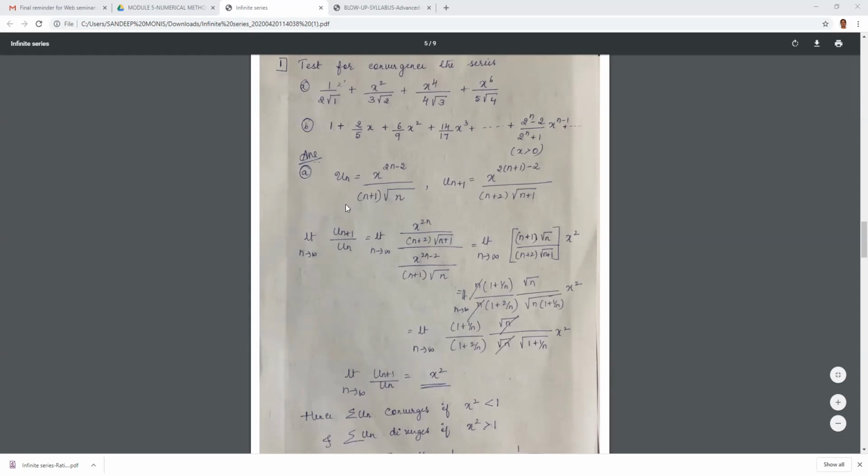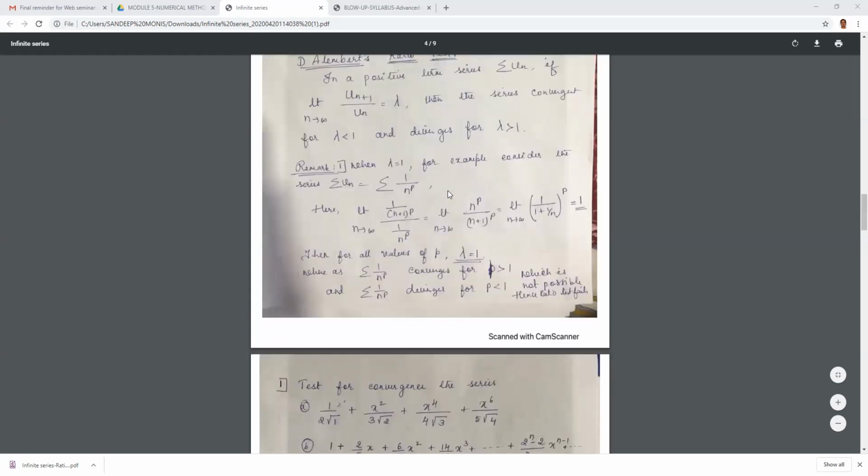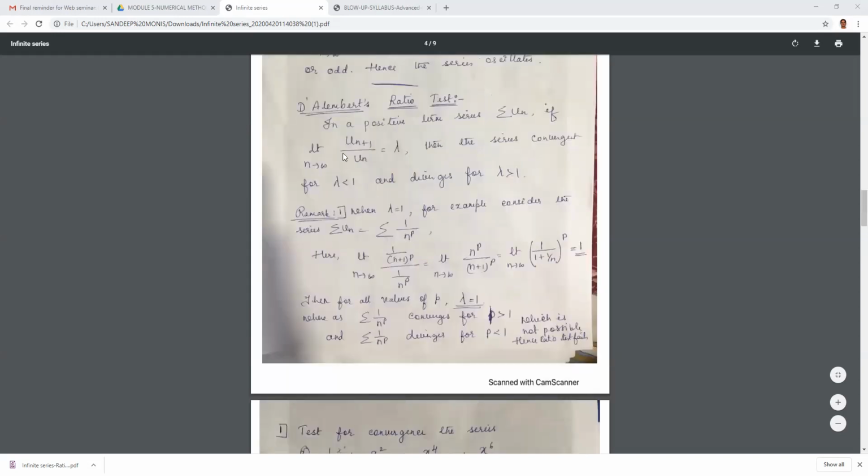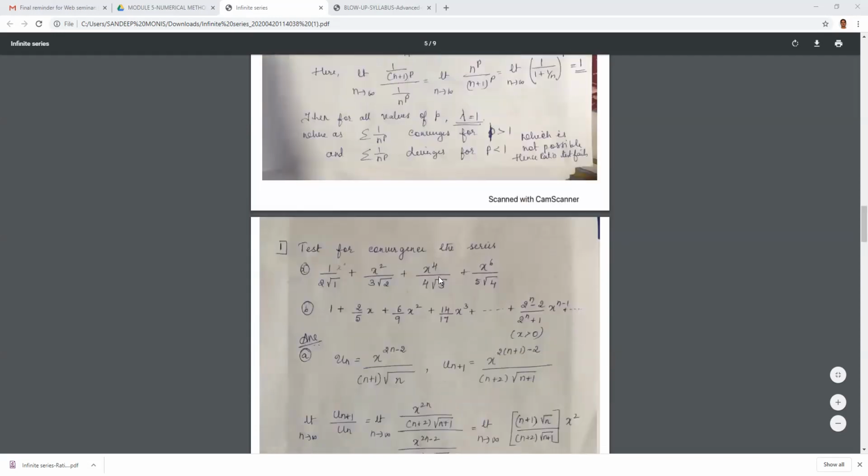Now, how to write the un term and the un plus 1 term. In order to apply the ratio test, we need these two terms, the nth term and the n plus 1th term. So how will you write the nth term? By looking at the terms, you need to write the nth term. Can you observe here? Here it is 4, here it is 3, here it is 4, and here it is 2, here it is 2, here it is 3.